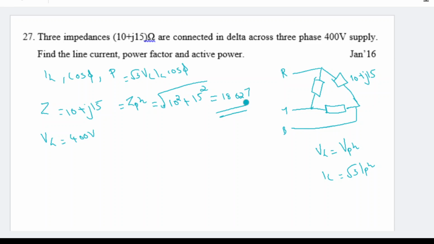Now what you have to find out? You have to find out the power factor, isn't it? They are asking us to find the line current, power factor and the active power.